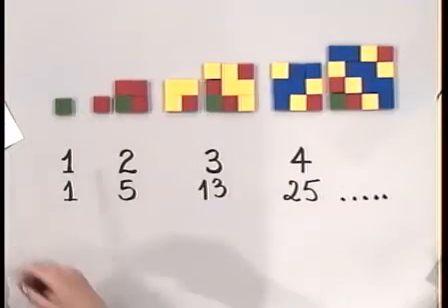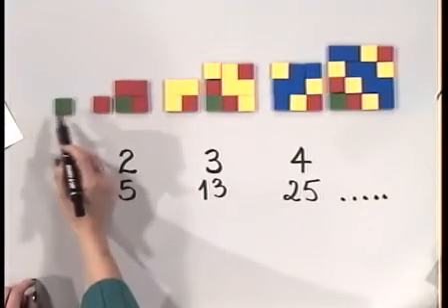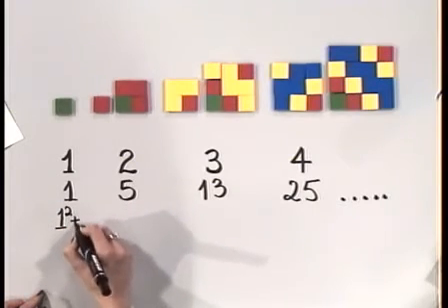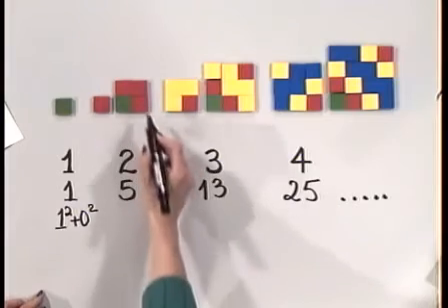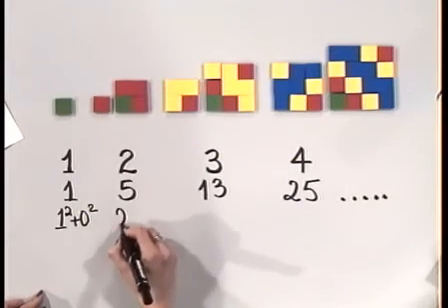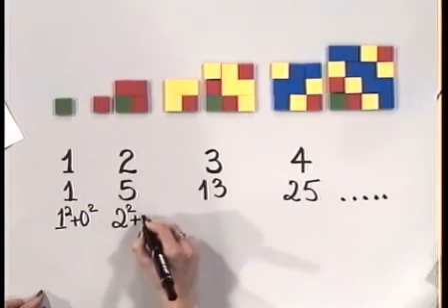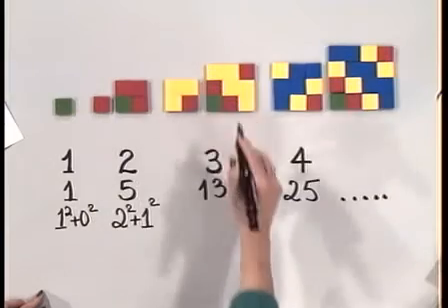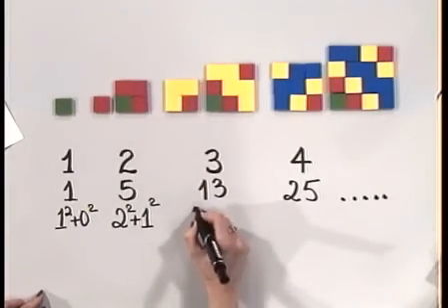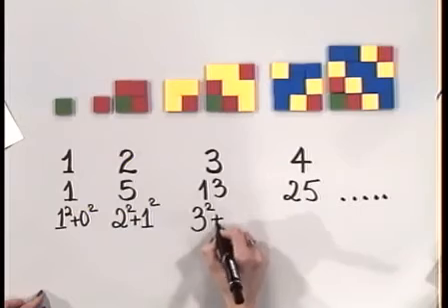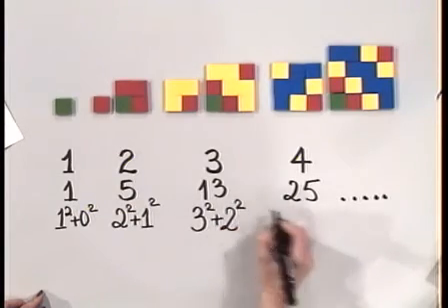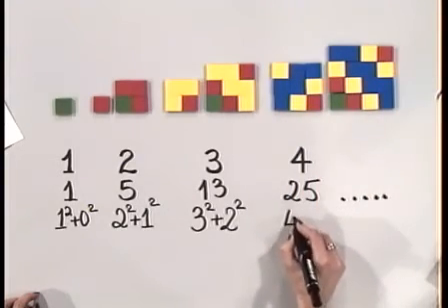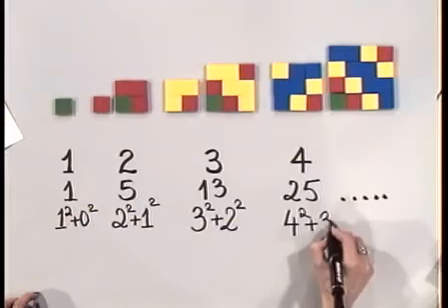We know how to express squares. So at 1, we have 1 square and nothing next to it, so we can call that 1 squared plus 0 squared. Over here, we have 2 squared and 1 squared. So that's 2 squared plus 1 squared. Over here at the third figure, we have a 3 by 3 squared and a 2 by 2 squared. So that's 3 squared plus 2 squared. For the fourth one, we have a 4 squared and a 3 squared. So that's 4 squared plus 3 squared.